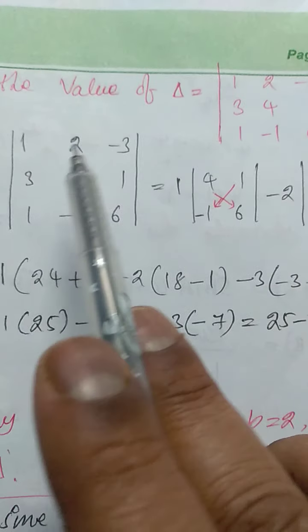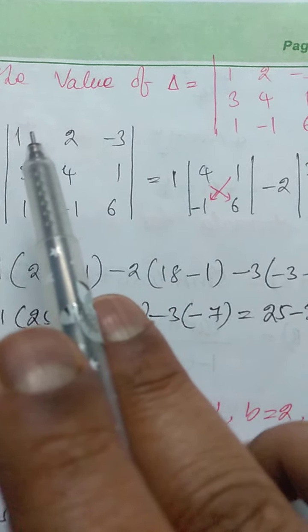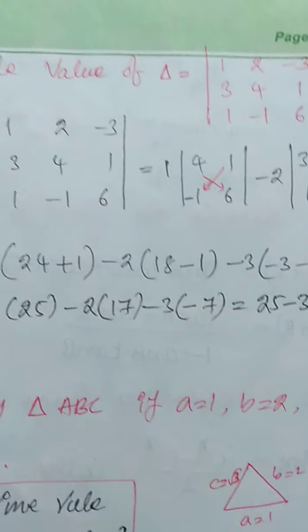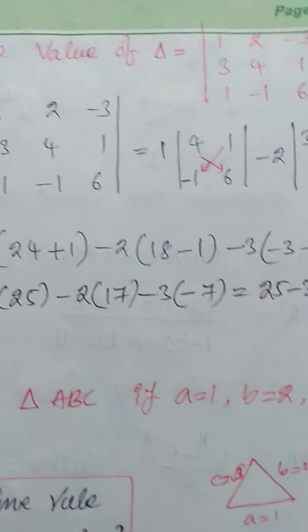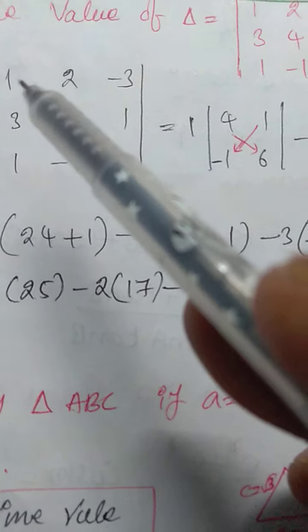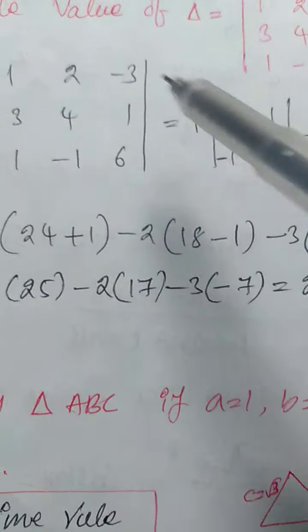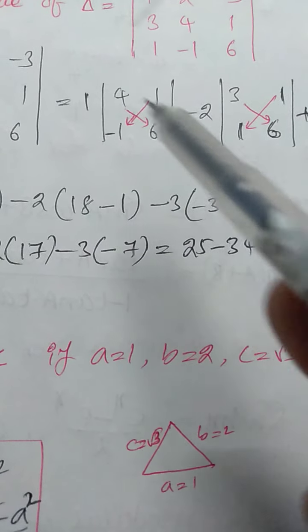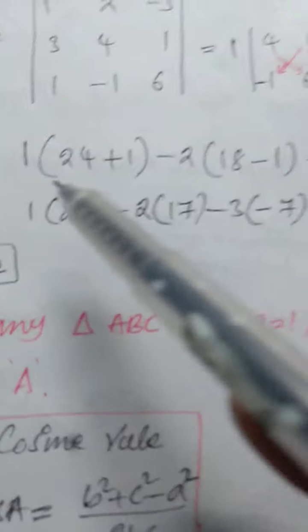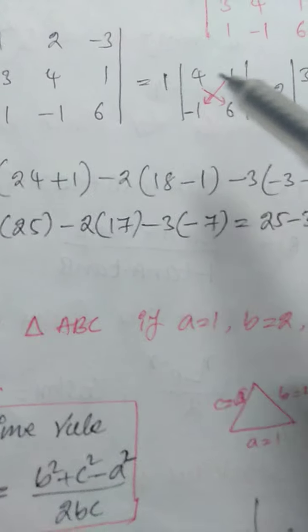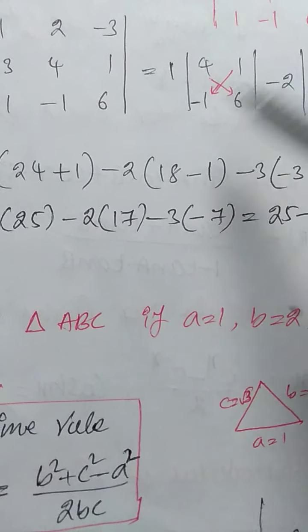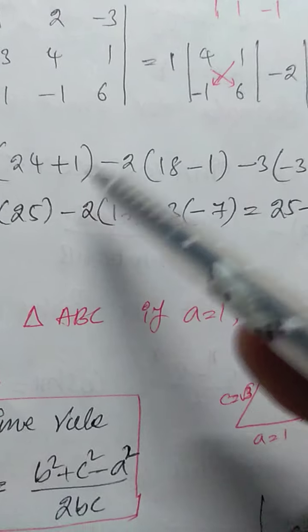Next, minus 2 into the cofactor of 2, that is deleting its row and column, that is 3, 1, 1, 6, plus minus 3 into the cofactor of minus 3, that is deleting its row and column, that is 3, 4, 1, minus 1. Now the determinant of ABCD is equal to AD minus BC, that is 1 into 24. 4 6s are 24, 1 into minus 1, minus 1, minus into minus is plus.